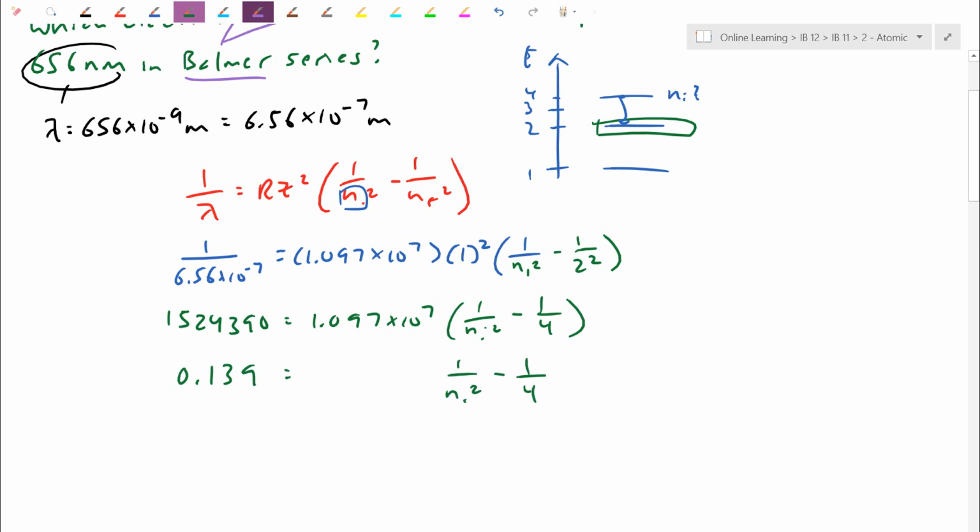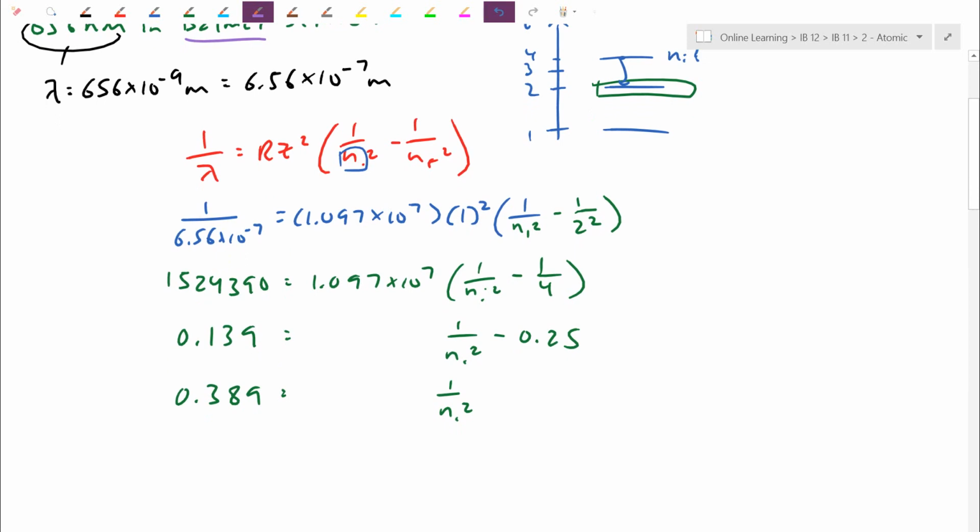As usual, I don't want to deal with fractions, so I would convert that to decimal. At this point you can stop copying because remember I purposely left a mistake. Let's see if we can find what it is. Let's work through the math here. Let's add 0.25 over. That gives us an easy 0.389 equal to 1 over ni squared. To get the ni, I need to take the reciprocal, the upside down of this. 1 over 0.388 gives me 2.57 equal to ni squared.